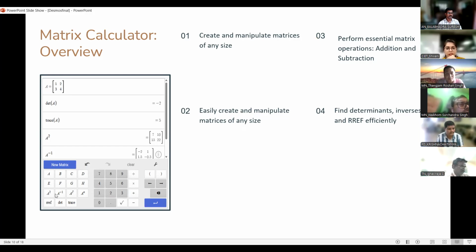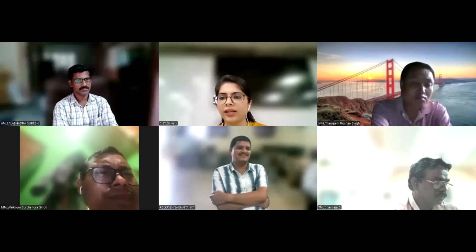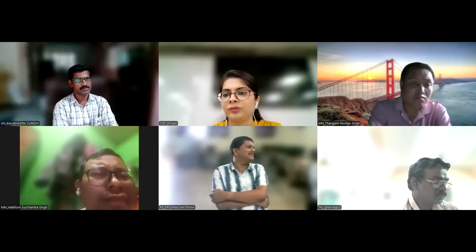Then there are many tools. You can create matrices, and find the determinant and trace of matrices of any order. You can find the inverse, the square, and the transpose of the matrix. And suppose you have matrix A and you have to find A to the power 5. By this tool, you can also find that. So here we can create and manipulate matrices of any size, subtraction, addition. We can do anything with matrices.